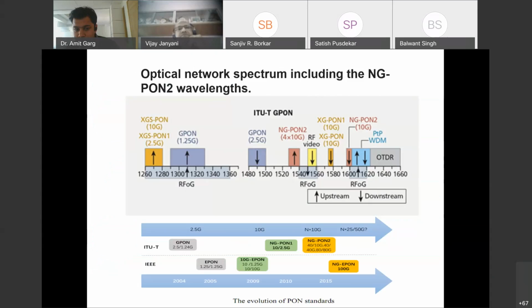Now see, this is the optical network spectrum including NG-PON2, with the ITU-T standard for GPON. You can see here, this is GPON, and on this axis is the wavelength. So for GPON, you can see the downstream was 2.5 Gbps, upstream was 1.5, and there is the range of wavelengths which were used by this.